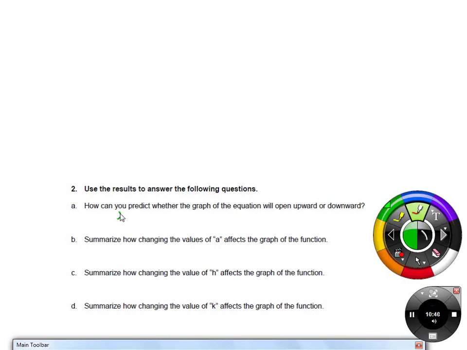It's all about A. If A is bigger than 0, which means A is positive, right? That means it's going to open up. If A is less than 0, which means A is negative, then we would expect it to open down.